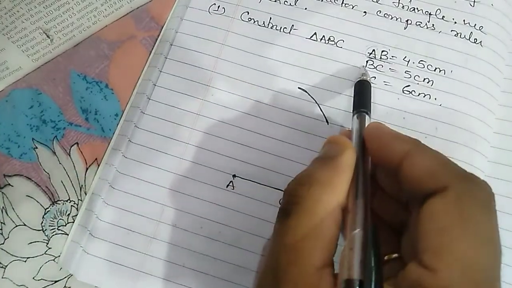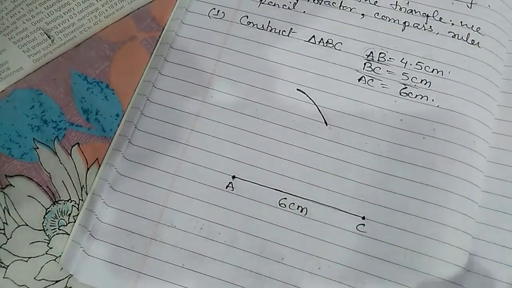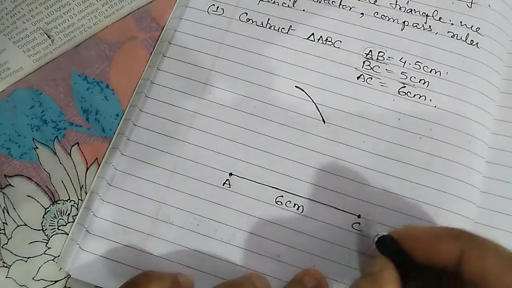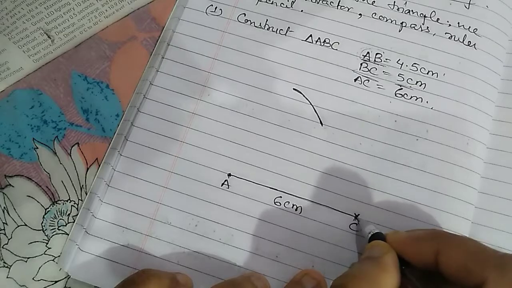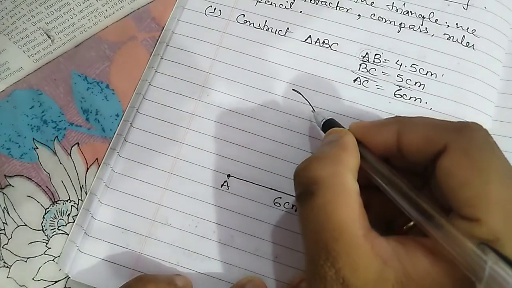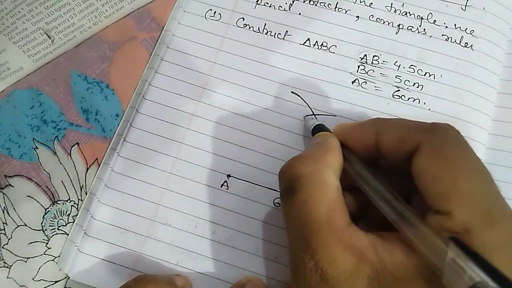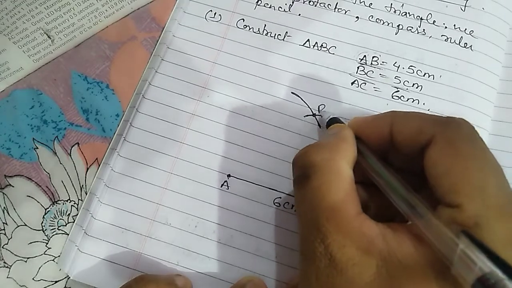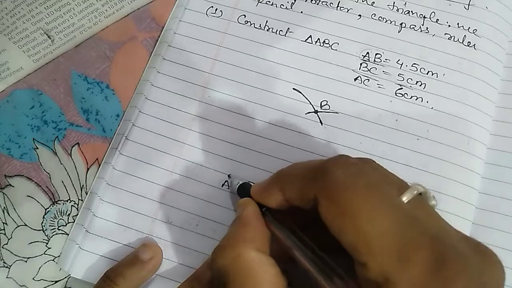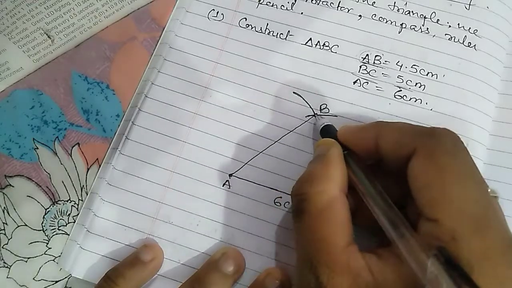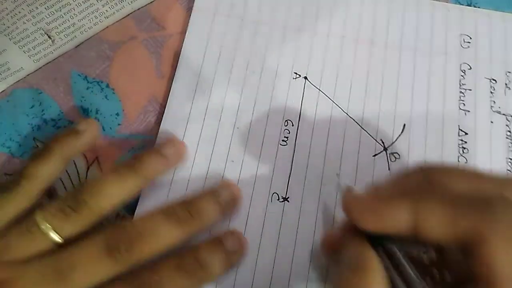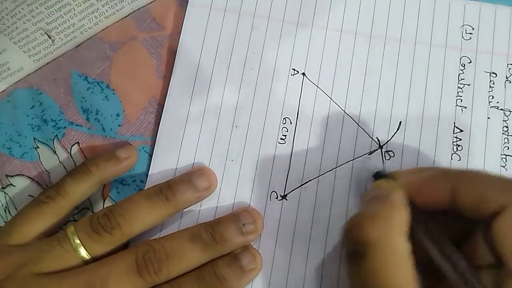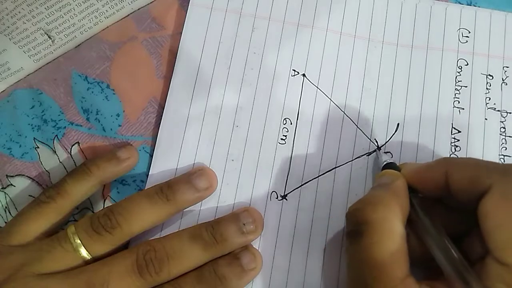Now set your compass for BC, 5 centimeter, put your compass at this point C and cut this arc somewhere here. The point where both the arcs intersect is your point B. Now join AB and then join BC with your ruler. It should be a perfectly straight line.